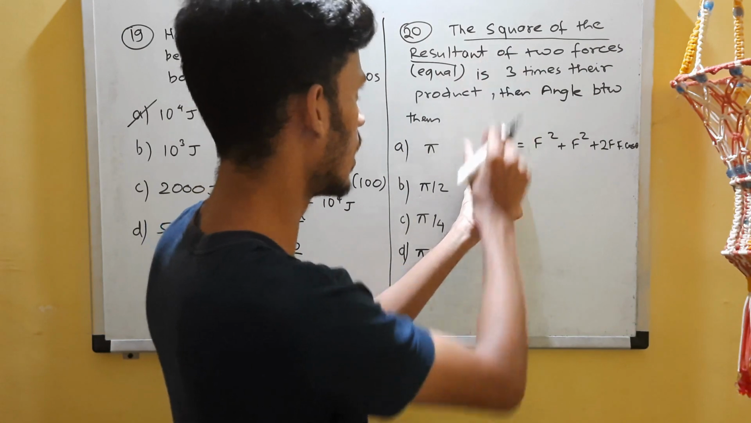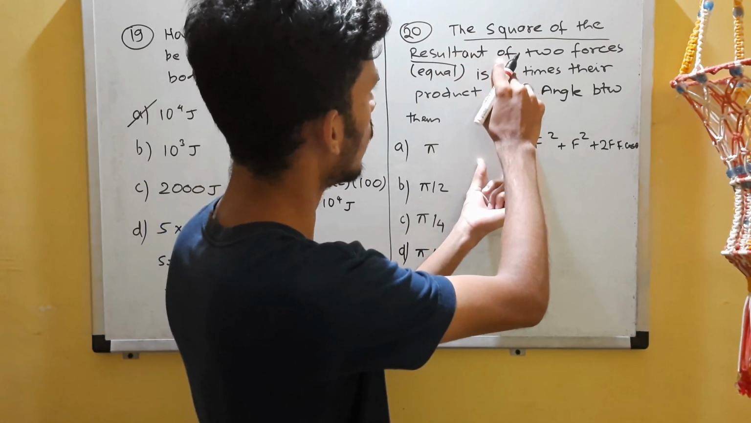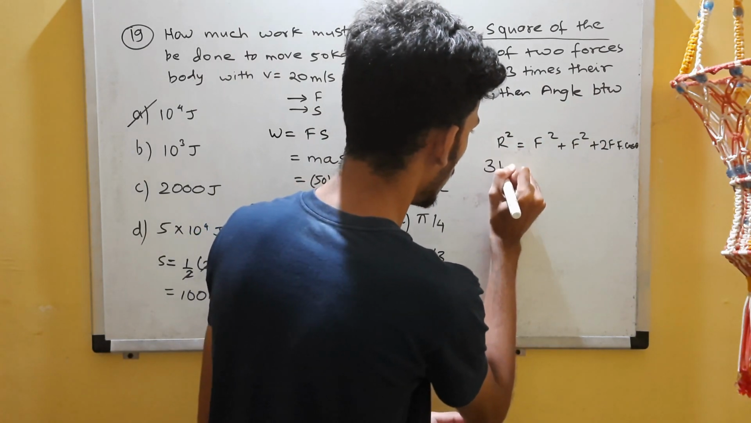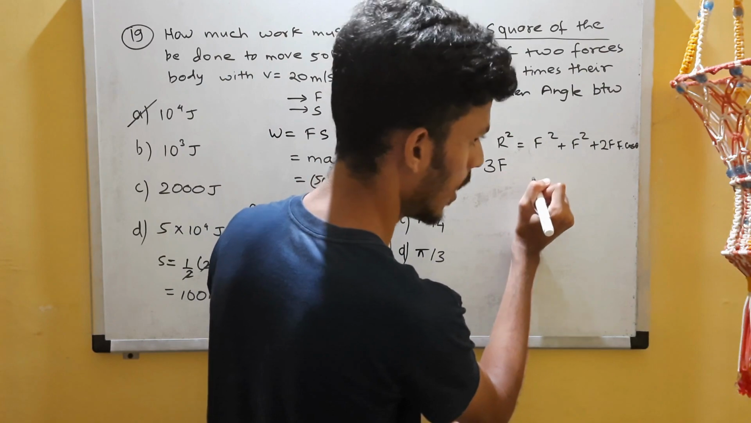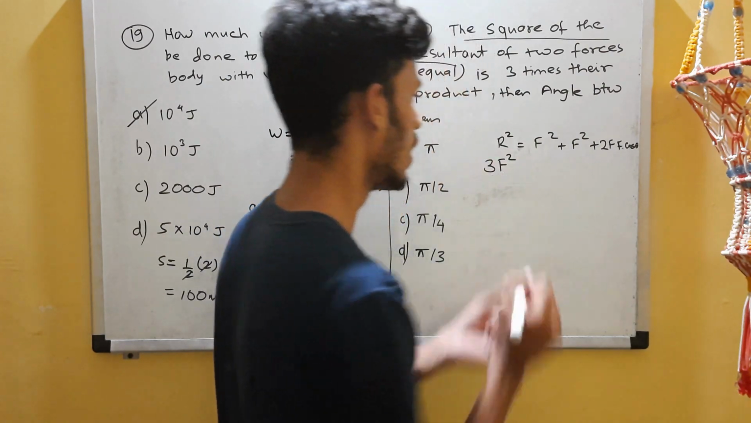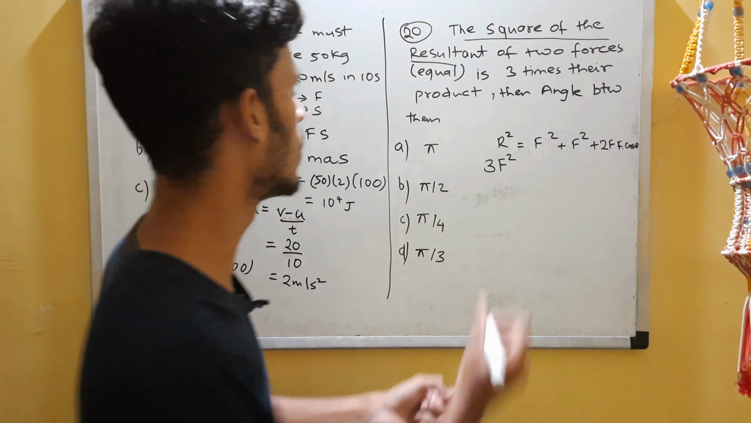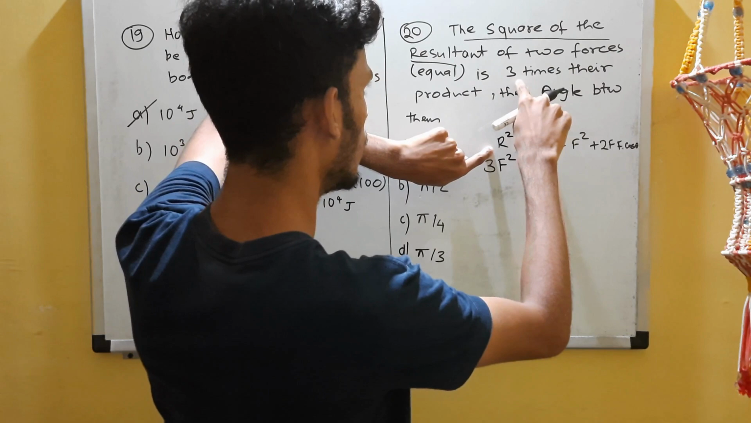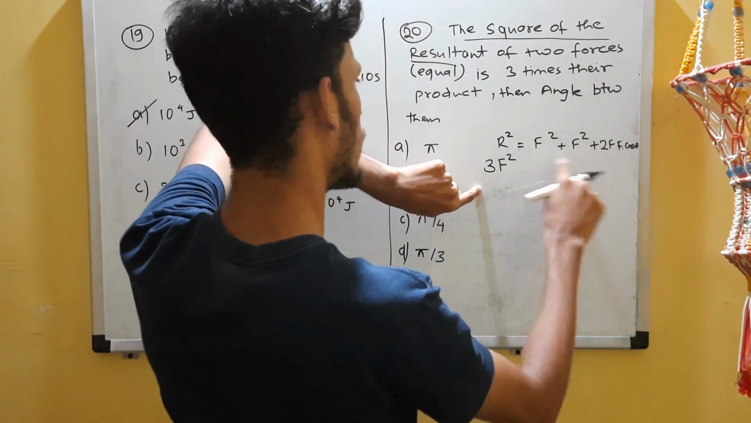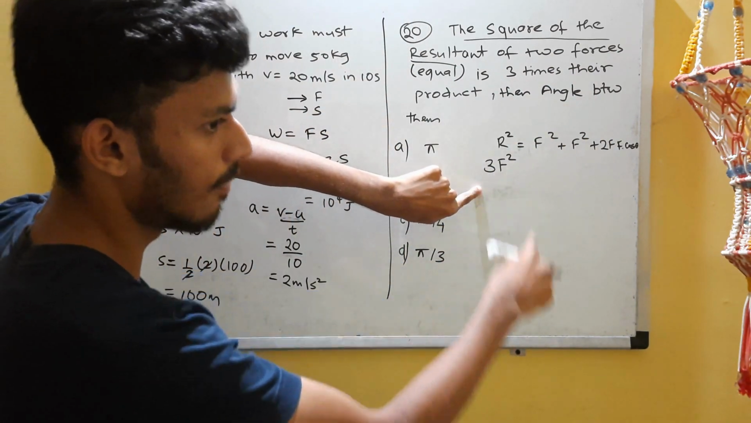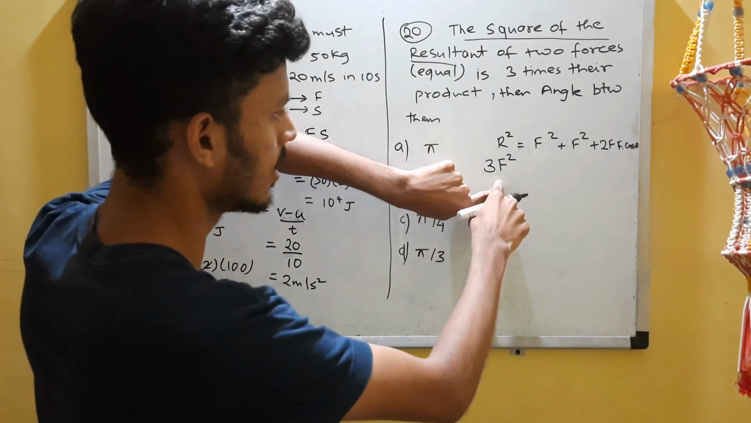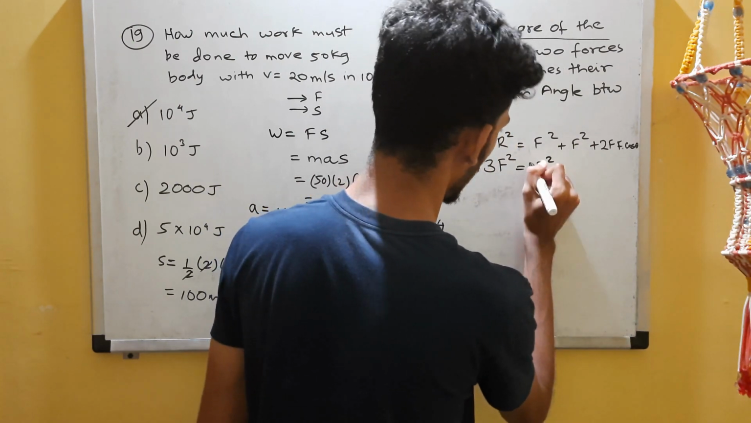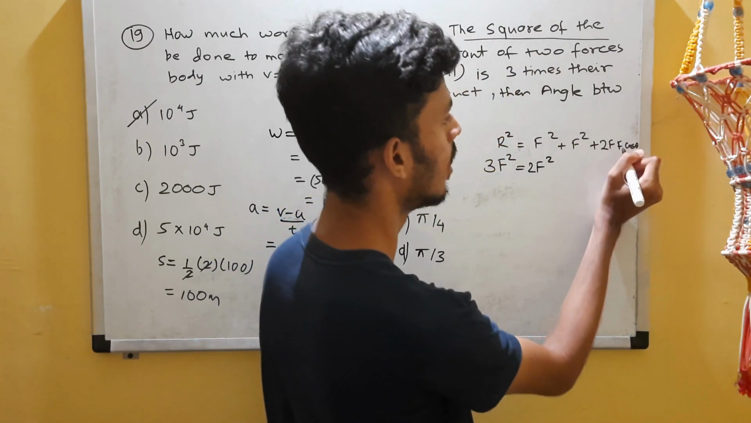The square of the resultant is equal to 3 times their product. 3 times the product of these two forces, F into F, which is F square. I hope you are able to follow that. So I'll go again. The square of the resultant R square is equal to 3 times their product, 3 times F1 into F2. F1 and F2 are equal, and that is F square. So let's solve it now. F square plus F square, which is 2F square, and here also we'll have 2F square.